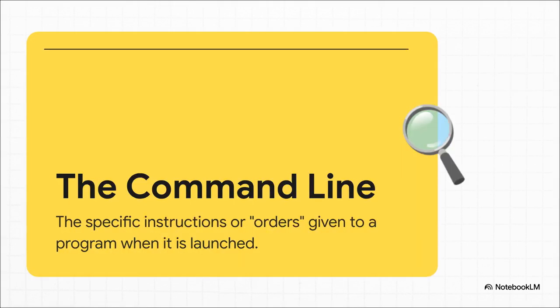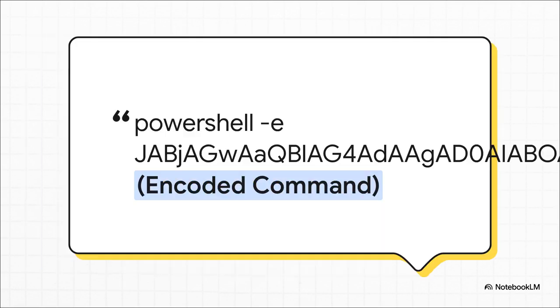Okay, clue number 2, the command line itself. These are the specific instructions, the orders, if you will, that were given to a program when it started. This is gold because it can reveal the attacker's true intentions and tell us exactly what they were trying to accomplish. And a lot of the time, this is what we see.